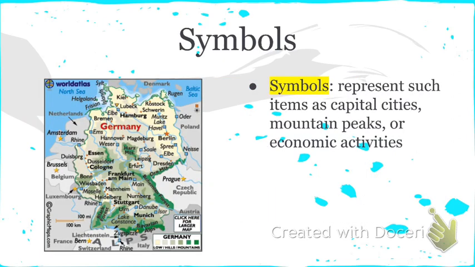Symbols. Symbols represent such items as capitals, cities, mountains, peaks, or economic activity. So for this one, let's say you have a star that represents the capital of Germany, which is Berlin. You also have little squares that represent other cities. So these are going to be the symbols that represent these things.